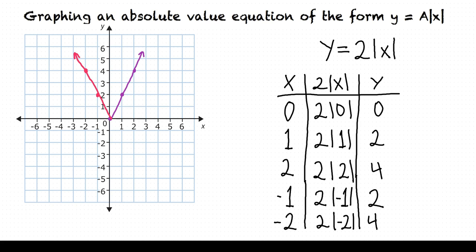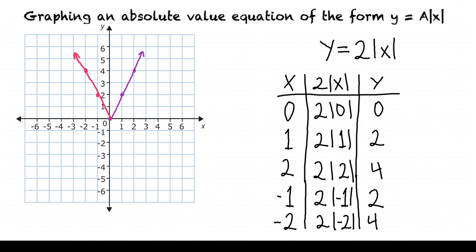What we found is that this function looks like two regular linear functions that meet up at a single point called the vertex, which in this case is at 0, 0. If we know where the vertex of an absolute value function is, we can graph this function by first plotting the vertex and then plotting one point on either side of the vertex. How do I know where the vertex is? In general, when we have an absolute value function of the form y equals a times the absolute value of x, the vertex is 0, 0. In more advanced functions, this may be different, but for this topic, the vertex will always be 0, 0.